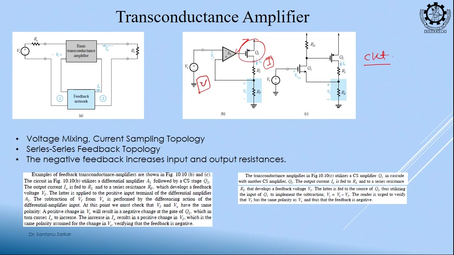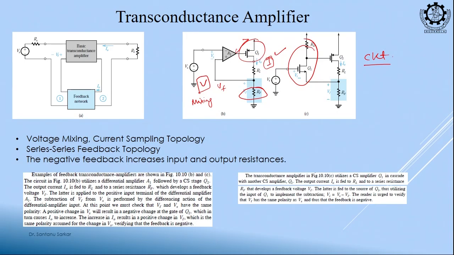okay. Input side is voltage, output side is current. So, we are sampling current. This current is converted by this resistance, right. This current flows through this resistance RF. So, a voltage Vf will be generated. That Vf we are subtracting. So, output side it is current sampling, input side it is voltage mixing, right. Let us see the second circuit. Second circuit is also a similar circuit. This op amp is replaced by this amplifier.